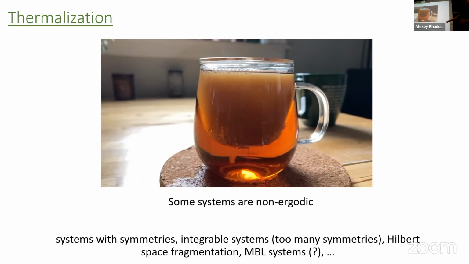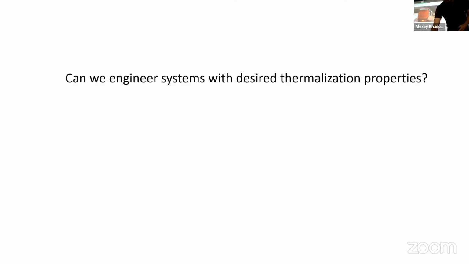And then there are more recent, exotic phenomena such as Hilbert space fragmentation and quantum many-body scars. And again, I put the MBL systems with a question mark here. So now the question that we ask is, can we somehow engineer systems with desired thermalization properties? Maybe we want a system to thermalize slowly, or fast, or we want to make it ergodic or non-ergodic. And this is where our project comes in.